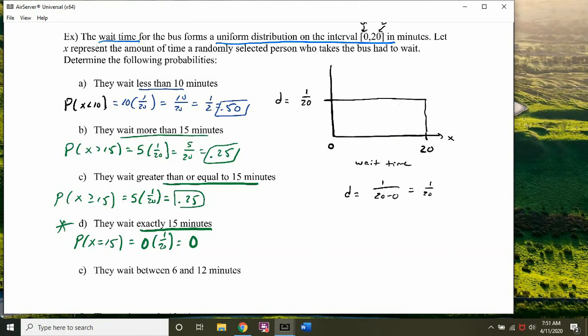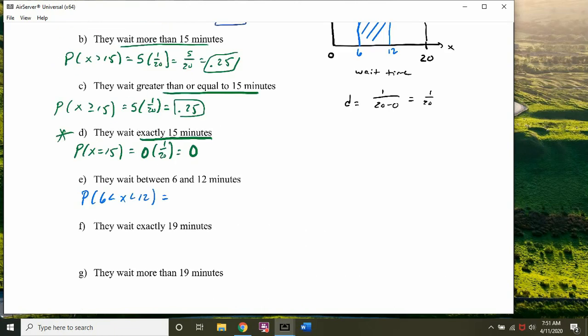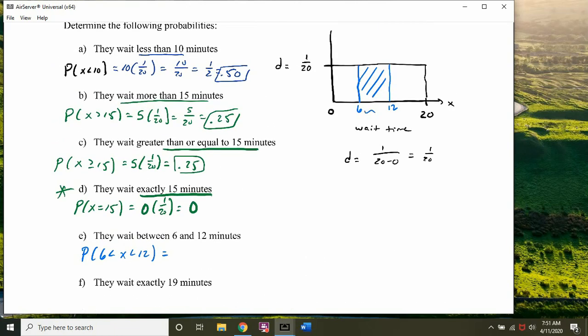Here, what's the probability they wait between 6 and 12? So I'm going to write this probability x is between 6 and 12. And again, same idea. Here's where I think 6 is. Here's where I think 12 is. I'm looking for the area of that blue rectangle. 6 to 12 is a base of 6. And again, the height is 1 over 20, so we get 6 over 20, or 0.3, or 30%. Okay, 30% of the time we'd be waiting between 6 and 12 minutes for that bus.